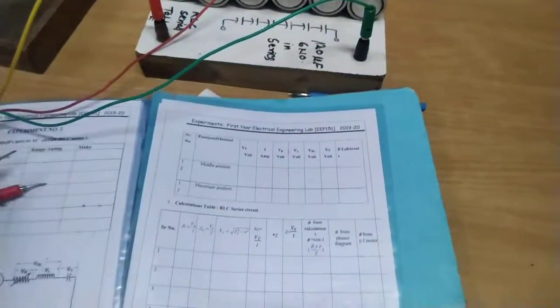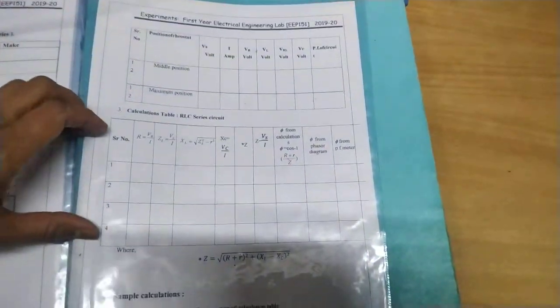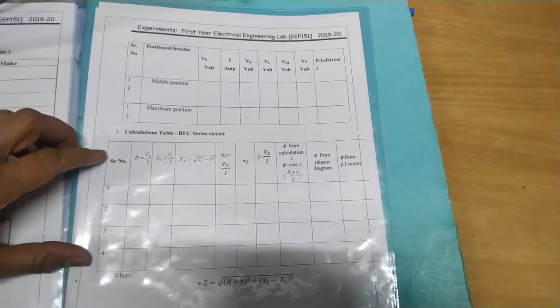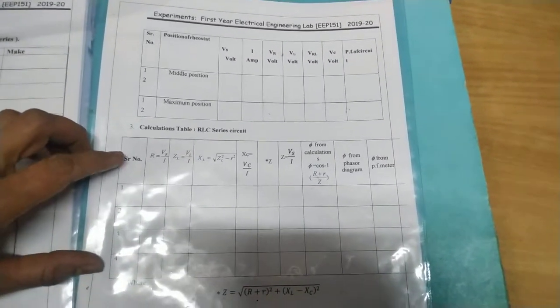So these are about the observation table. The following table will give us the calculation part. How to do the calculation part, that we will see in the class.